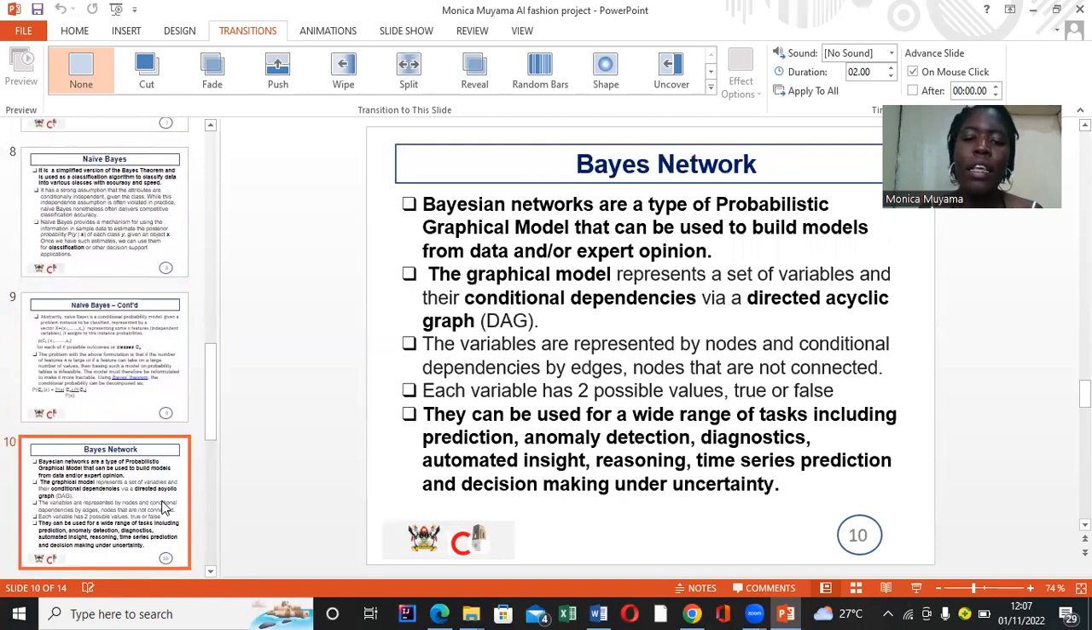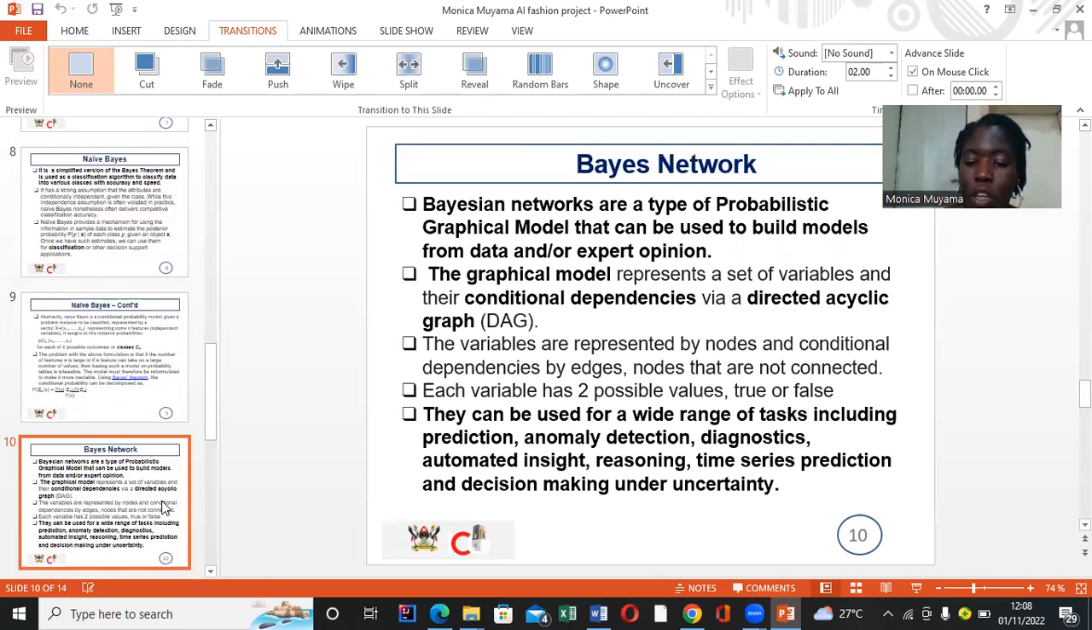Bayes networks. Bayes networks are a type of probabilistic graphical model that can be used to build models from data and or expert opinion. The graphical model represents a set of variables and their conditional dependencies via a directed acyclic graph. The variables are represented by nodes and conditional dependencies are represented by edges, and the nodes that are not connected at all are conditionally independent. Each variable has two possible values. It's either true or false.